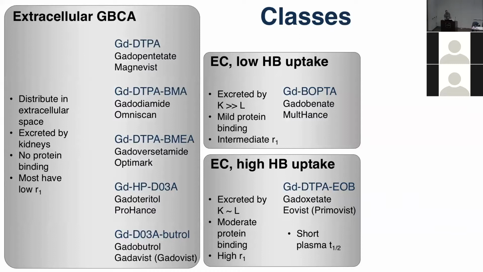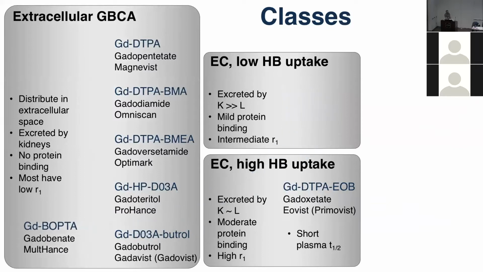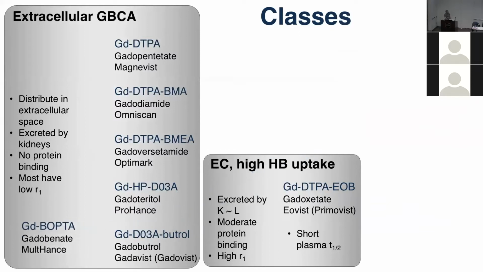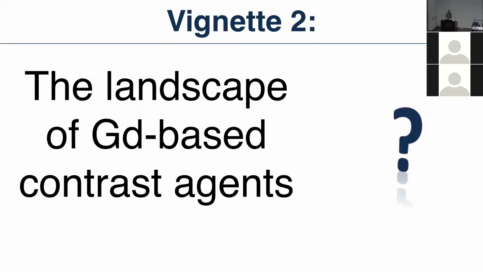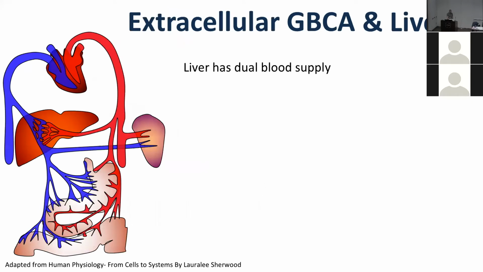In the United States, or at least at UCSD, this particular agent, we don't use it as a hepatobiliary agent. We use it as an extracellular agent, so we'll put it over there. So at UCSD, we really only use either extracellular agents or gadoxetate, which is an agent with high hepatobiliary uptake. We'll talk about this agent in a future lecture. So now let's just say a few words about extracellular agents, and then we'll take a break for lunch.